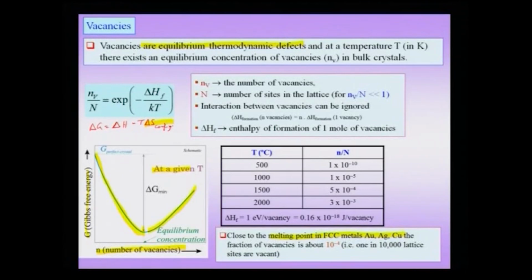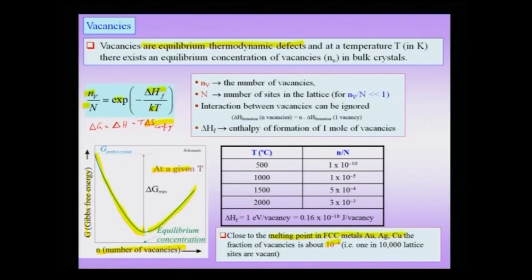Now, of course, when you increase the temperature, you will have an increased concentration of vacancies, and if you go even further to high temperature, there will be an increased concentration of vacancies. Close to the melting point in FCC metals like gold, silver and copper, the fraction of vacancies, which is given by this formula, N_V by N, goes as exponential of minus delta H by kT, is about 10 power minus 4. 1 in 10,000 of the lattice sites go missing close to the melting point in these metals.